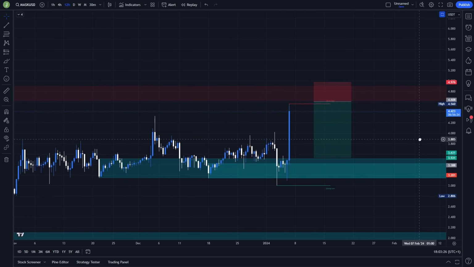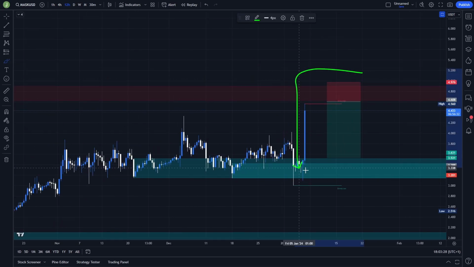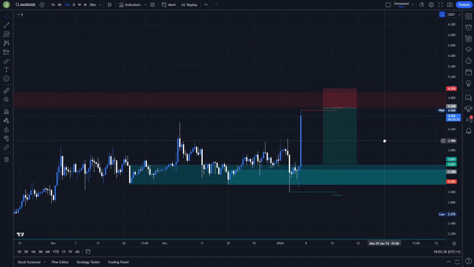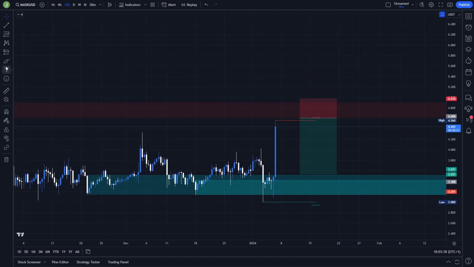So I think that this is the best short setup that you can currently get here, but as I said, the risk reward ratio is only 3, and if you take multiple take profit targets it will be, let's say, around 2, which is in my opinion not that bad. But again, this is probably the best short setup that you can currently get on the 12-hour chart.